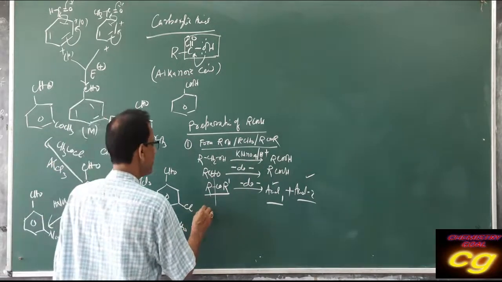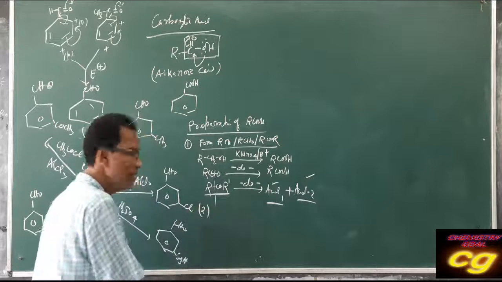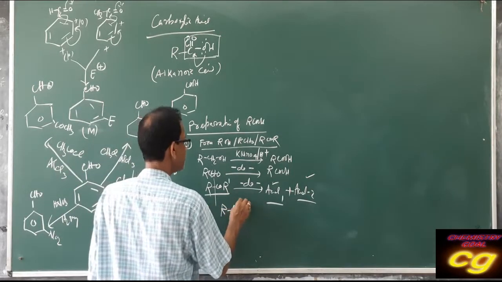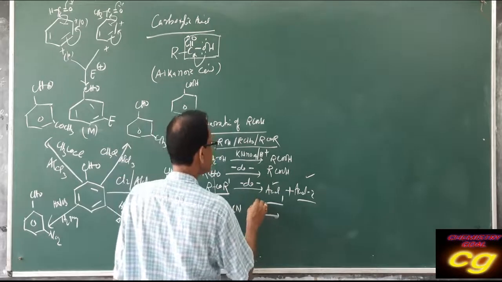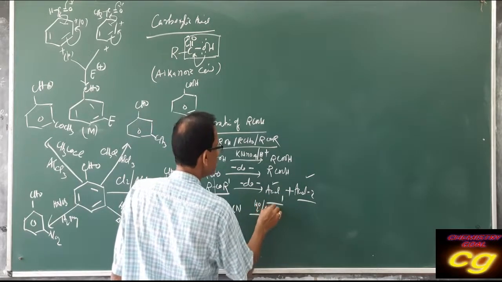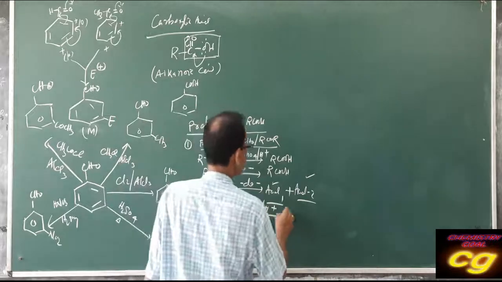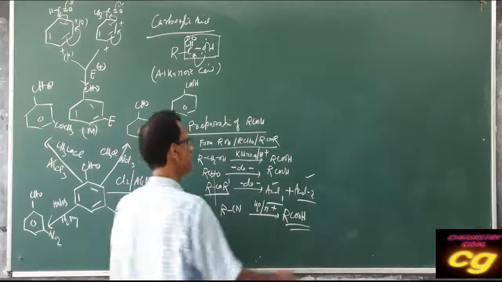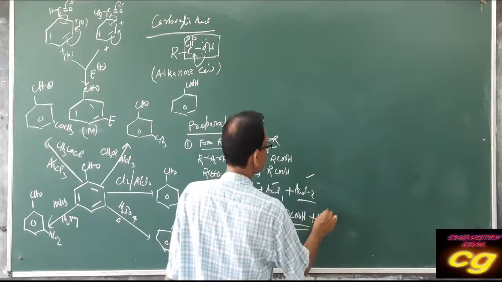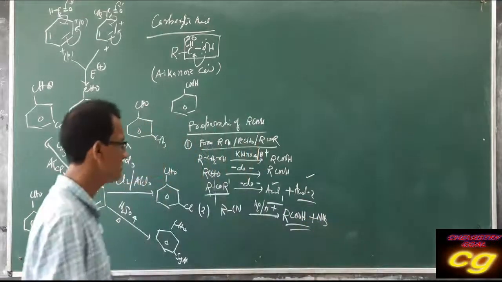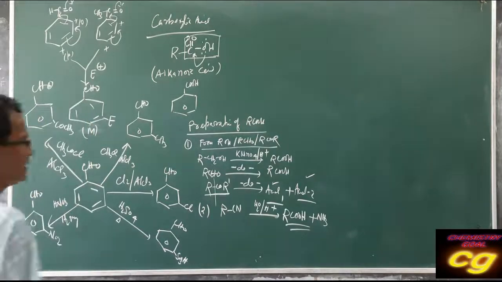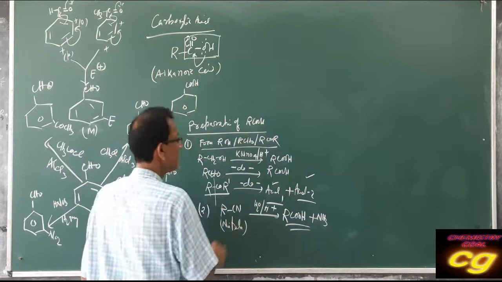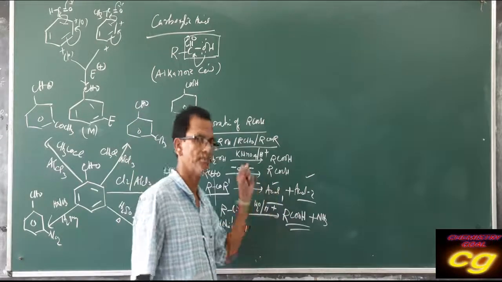Carboxylic acid can be prepared from cyanide, nitrile. If you use nitrile, it undergoes acid hydrolysis, and the product will be acid plus ammonia. This is very important. Cyanide is called nitrile. Nitrile undergoes hydrolysis to produce acid.